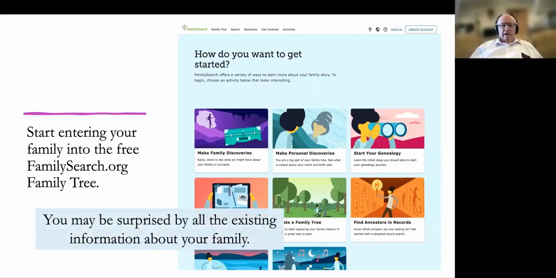So you may also be surprised about all the existing information that's there about your family. Once you start getting into people who are dead, you enter the living people for a while, and then you get to your first dead people, you may connect with the dead person and find out that there's already a lot of information. That can't happen unless the tree is actually driving the research and the connections that you need to make.